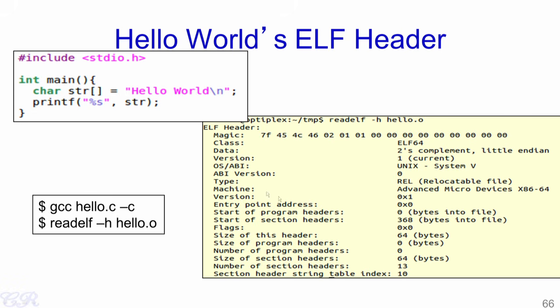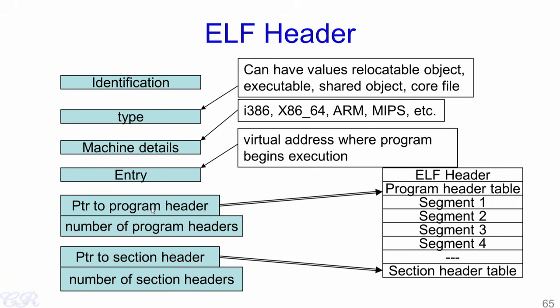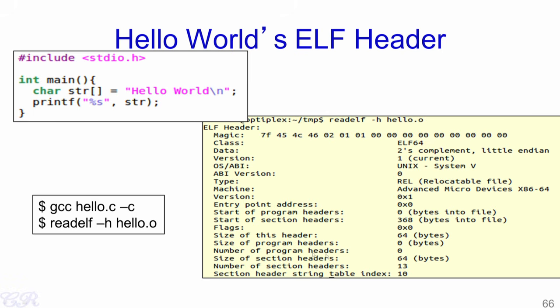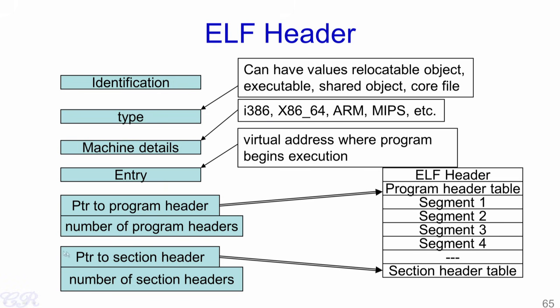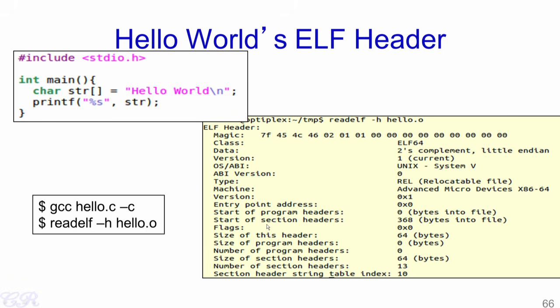Other things we have seen are the start of the program headers, which is 0 bytes into the file, this one being the pointer to program headers, and the number of program headers in this particular object file is 0. The other two aspects are the pointer to the section headers and the number of section headers. The pointer to section headers, the start of section headers, is 368, and the number of section headers is 13. In this way we can actually see the various contents of the ELF header.